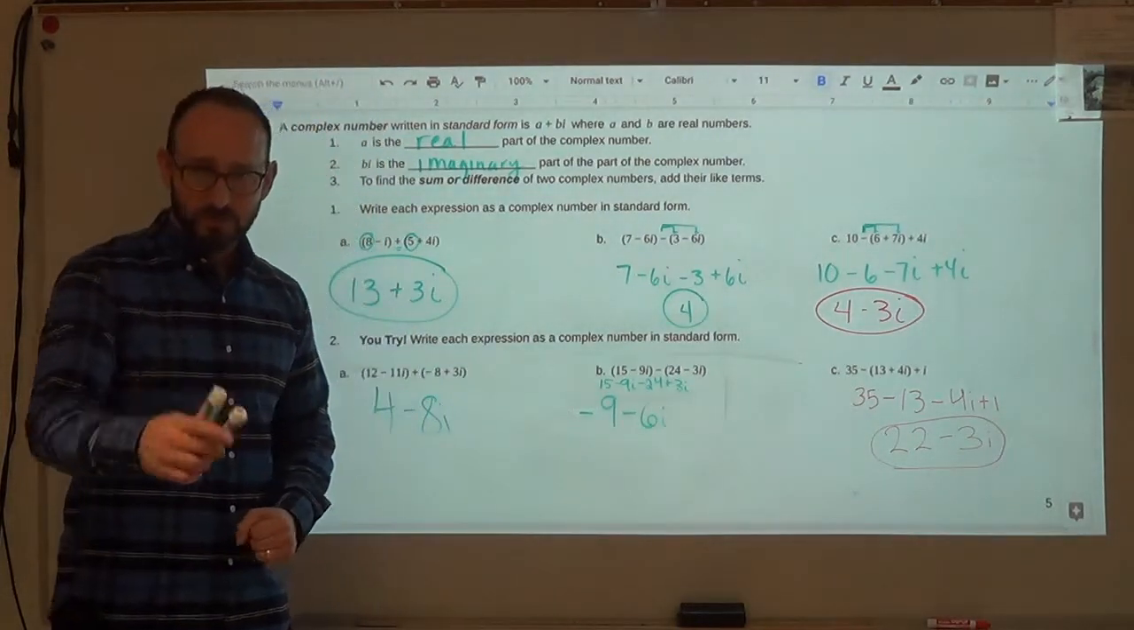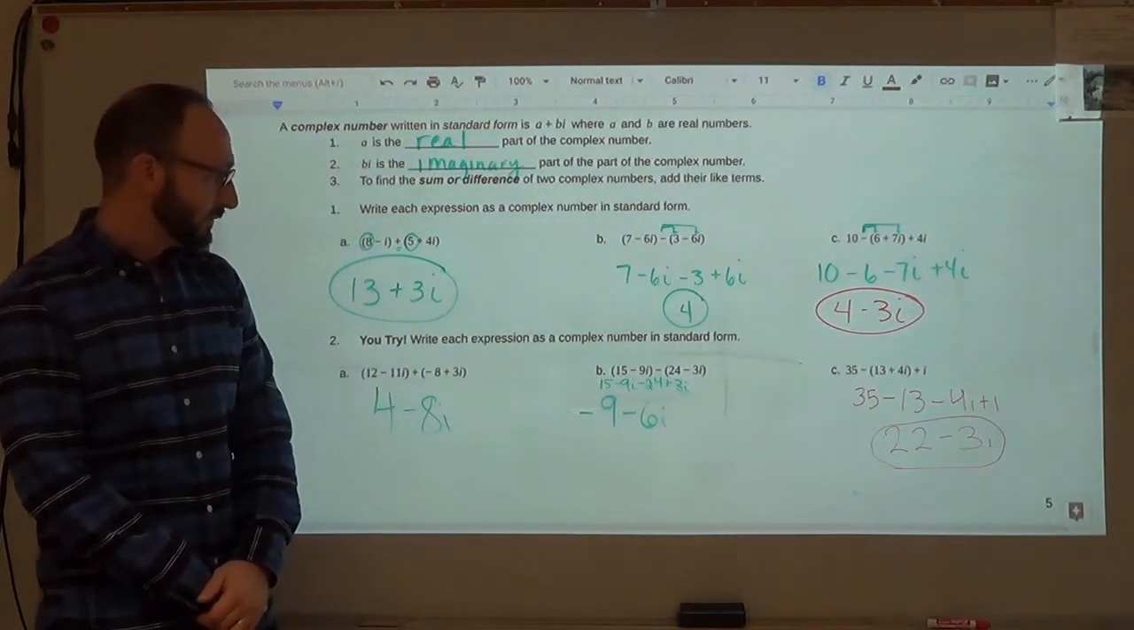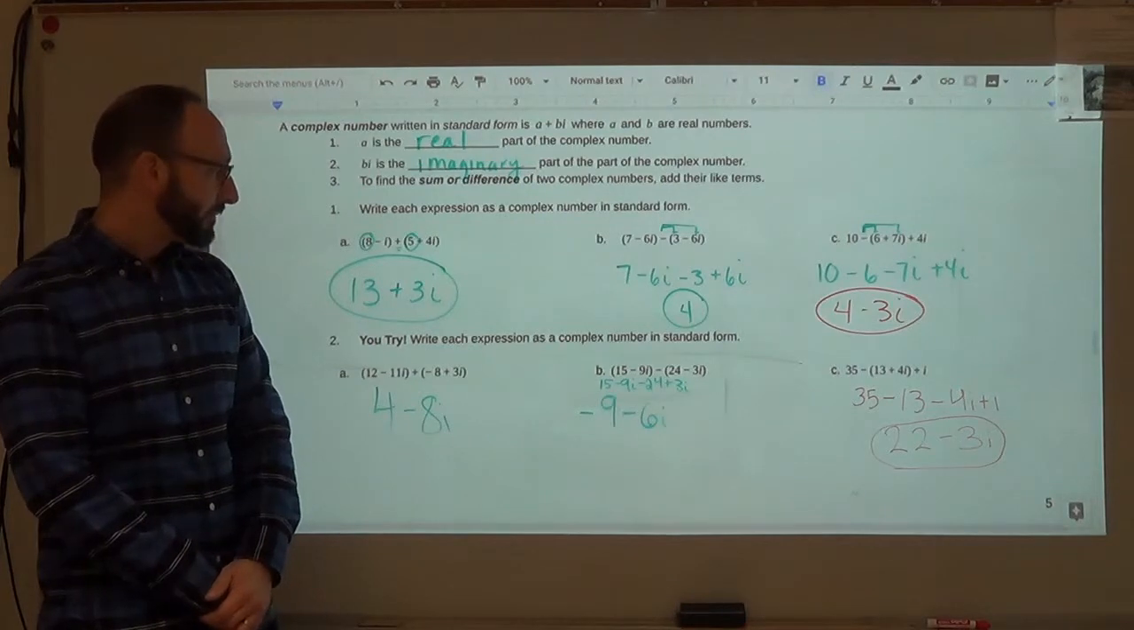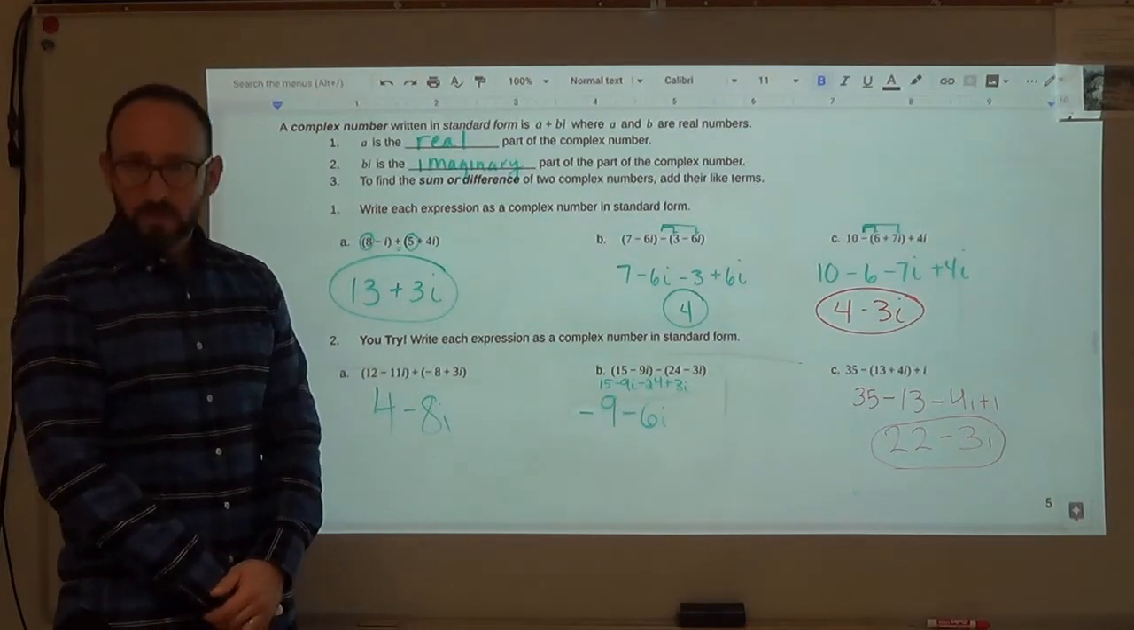Okay, so I combined the like terms, and 15 minus 24 is negative 9, and then negative 9i minus negative 3i is negative 6i. Any questions here?